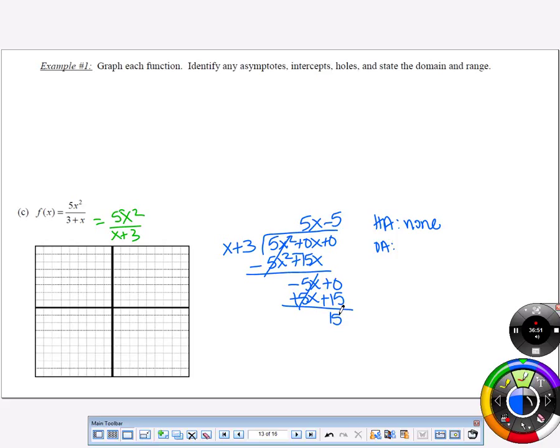Okay. So technically, if we divide this out, our function becomes 5x minus 5 plus 15 over x plus 3. Yes? Wouldn't it be negative 15 or negative 5? Oh, yeah. Thank you.